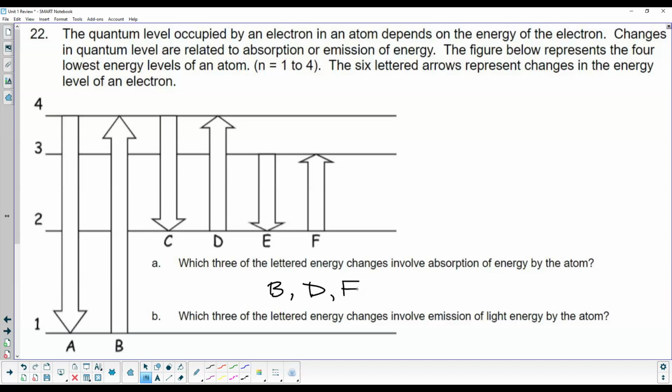So you remember that it emits light when those electrons fall down from an excited state down to a lower energy state. Well, which ones are going down? A, C, and E. Easy.